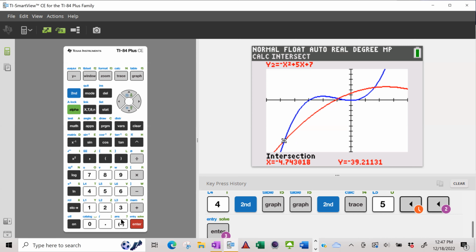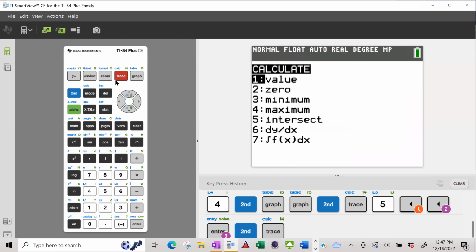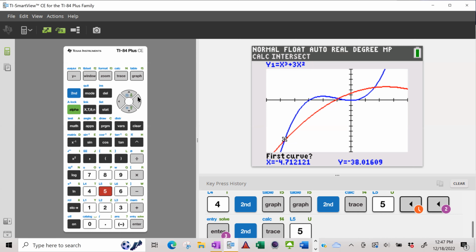I need to find 2 more points of intersection. So let's do that again. Second calc, intersect. And this time I want to go over to the point by negative 1. I want to type that in. I'm not sure why it's not working. So I'll press enter a total of 3 times. That third time gives me an intersection at negative 0.899.